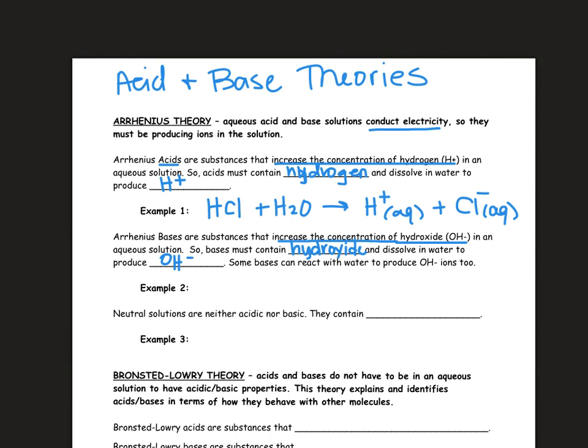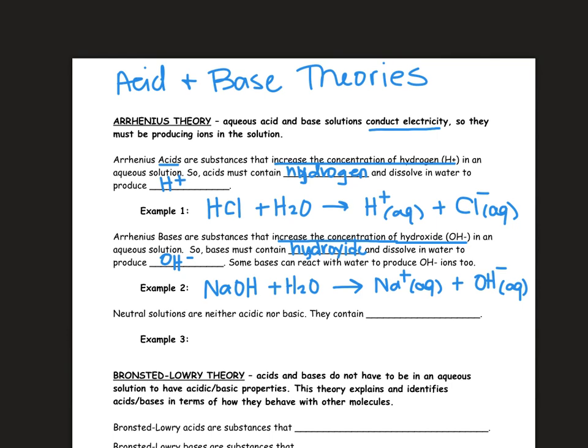In example 2, let's say we have something simple like sodium hydroxide, very common, and we put that into water, and the water breaks it apart again into its ions. So I end up with sodium ions floating around that are aqueous, and the separated hydroxide ion. In this case, we see lots of hydroxide ions.